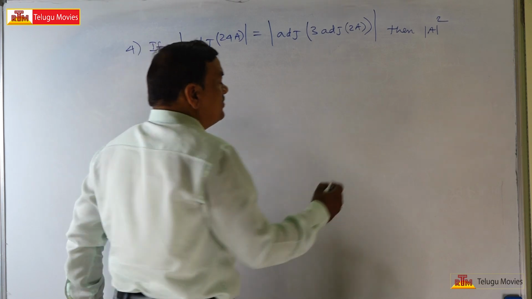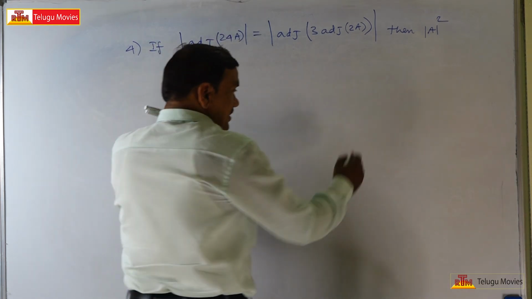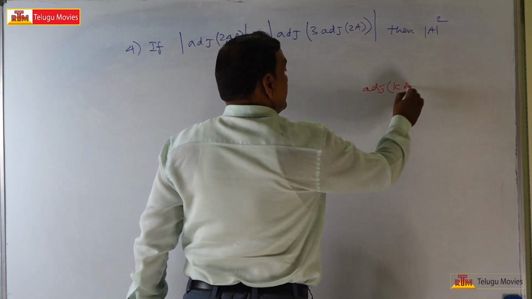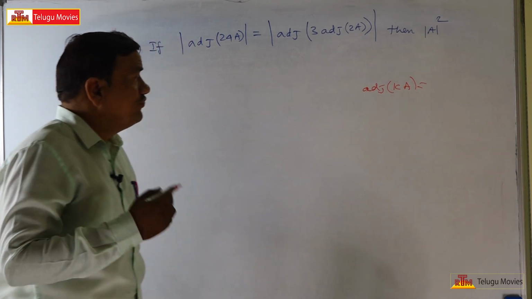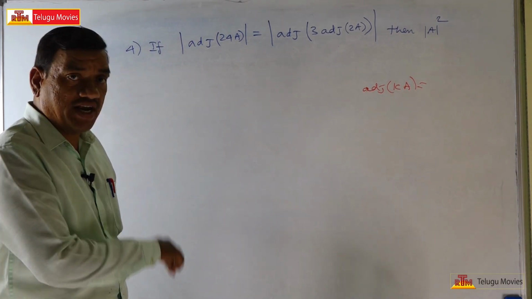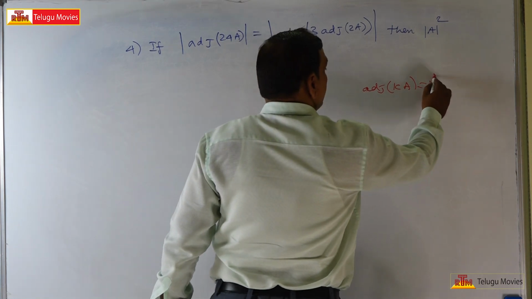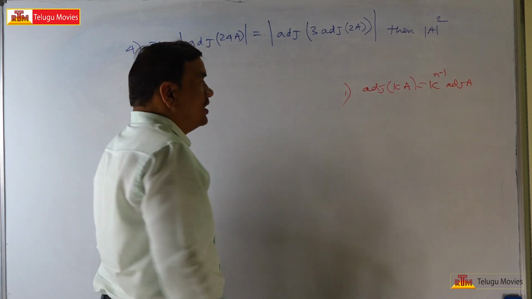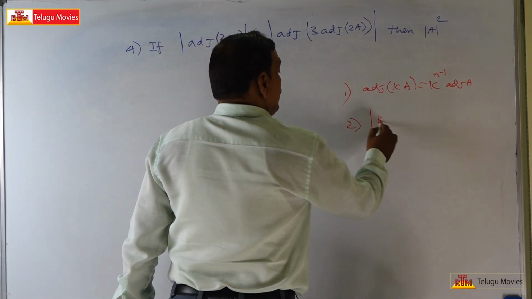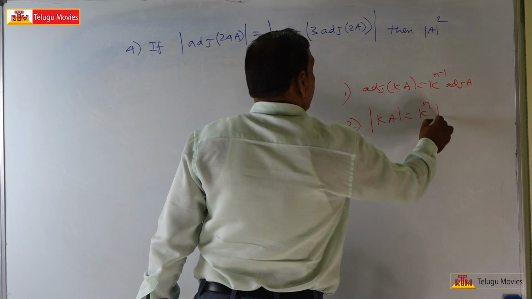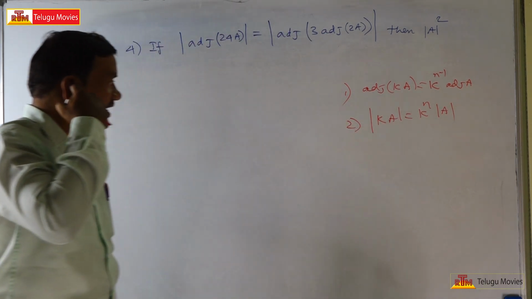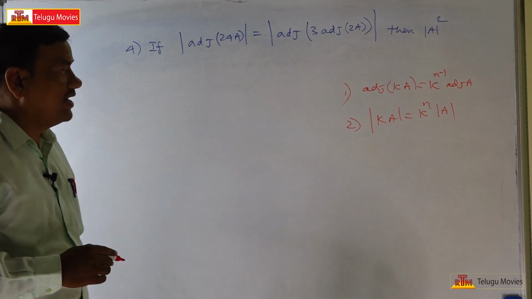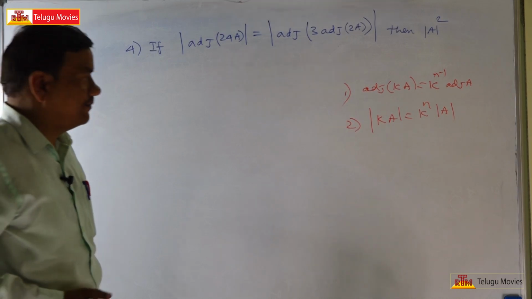The first property: adjoint of K times A. If you want to take K outside, it comes as K to the power of n minus 1 into adjoint of A. The second one: determinant of KA is equal to K to the power n into determinant of A. That means if K is a constant and you want to take it outside of the determinant, it becomes K to the power n into det A.